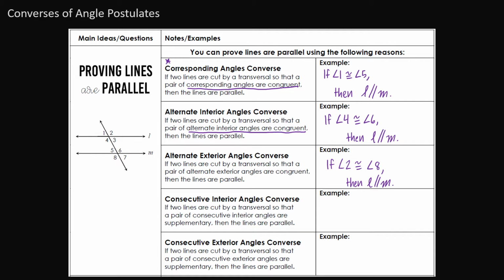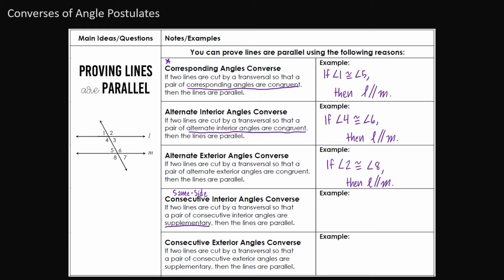Now into our consecutive or same side converses. Consecutive just means same side of the transversal line. So the consecutive interior angles converse says that if a pair of consecutive interior angles are supplementary, then the lines are parallel.